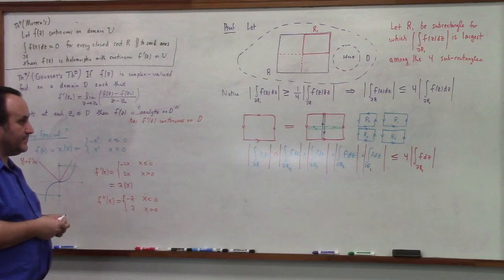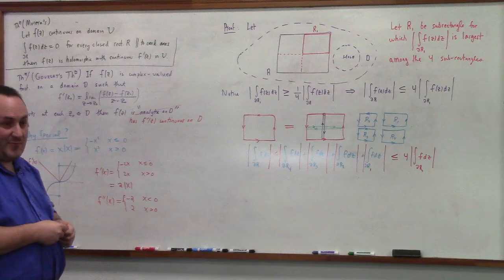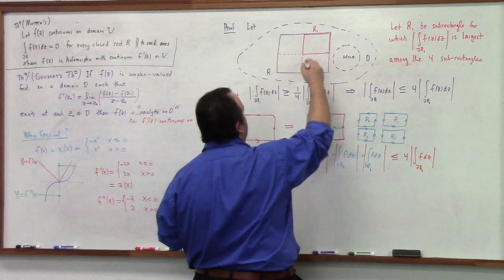Okay, so if you can do this once, what can you do? You can do it again, right? So let's repeat this process on R1. Take R1 and divide R1 into 4 subrectangles.